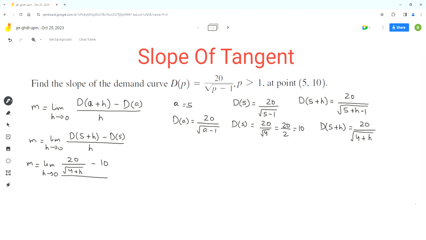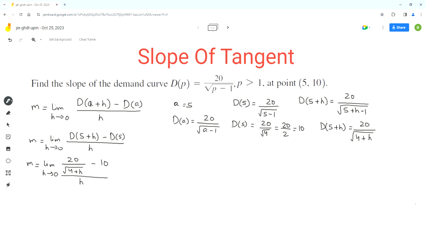over h. Now we cannot apply the limit because if we sub in h as 0, the denominator of this expression becomes equal to 0, which makes the expression undefined. So we have to rationalize the numerator so that we are able to cancel out the h in the denominator.